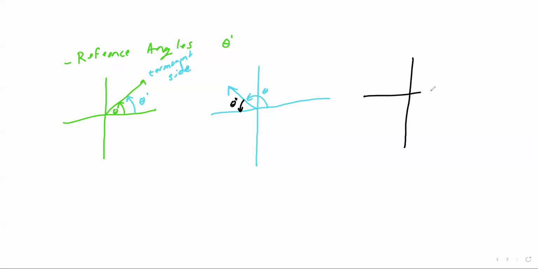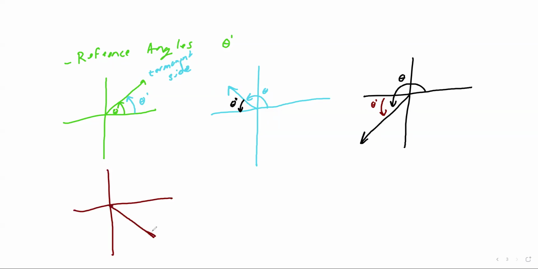Same concept, if I have an angle in the third quadrant, here's my third quadrant. This right here would be my reference angle. And then last one, if I had it in the fourth quadrant, then this right here will be considered my reference angle. All right. So a reference angle is going to always be between 0 and 90 or 0 and pi halves, depending on if you're talking about degrees or radians.